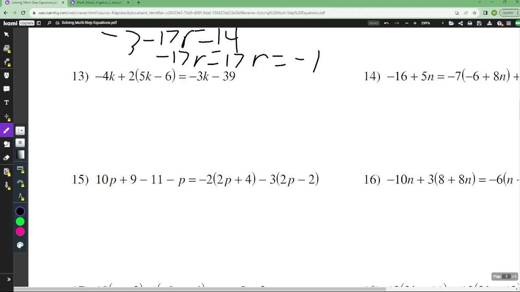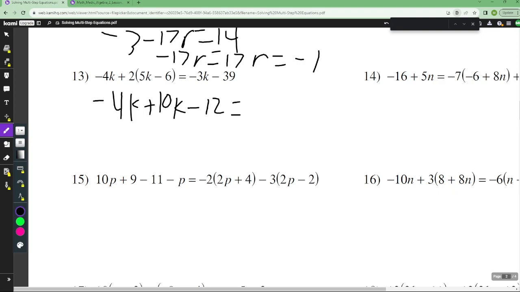Number 13. First things first, we're going to distribute. So we have negative 4k plus 10k minus 12 equals negative 3k minus 39. You can combine like terms. So we'll have 6k minus 12 equals negative 3k minus 39.